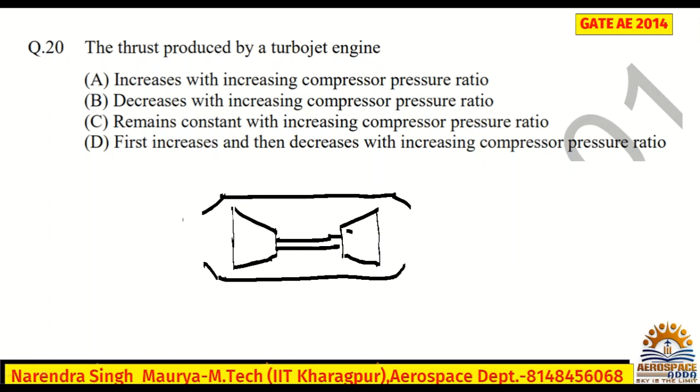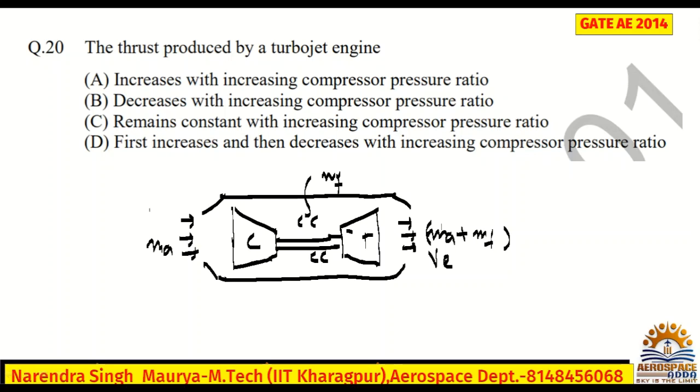This is the air intake, m dot a, and this is the air exit. Here we have the combustion chamber, where m dot f, we are injecting the fuel: compressor, combustion chamber, turbine. So what will be the air? m dot a plus m dot f, and here is the exit velocity, and this is the inlet velocity.